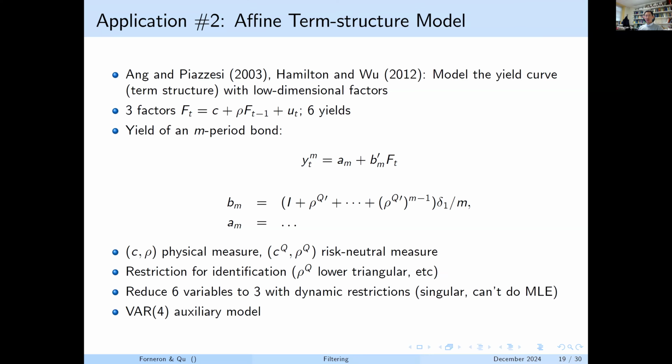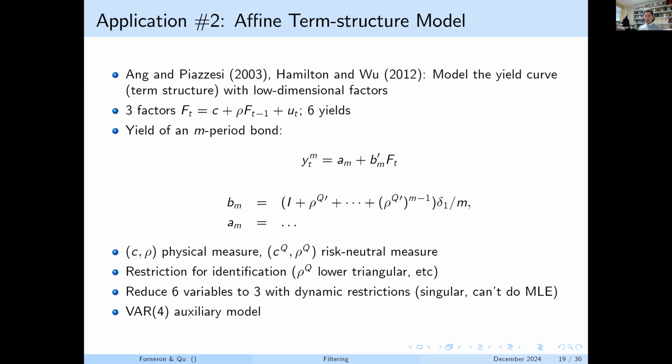The estimation is going to be based on 6 time series. So here we have 3 factors, 6 time series. As a result, the model is stochastically singular. A consequence of that is we cannot do maximum likelihood estimation. But our current procedure can easily handle this type of model singularity. For the auxiliary model, we use a vector autoregression of order 4. We also experimented with the same model with 6 lags.